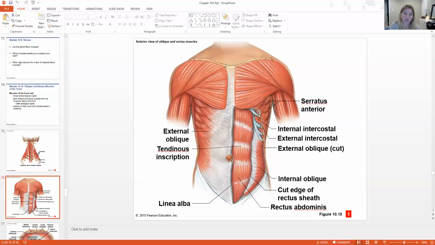You also have external and internal intercostals between the ribs, and the serratus anterior, which is called the serratus anterior because it's kind of like a serrated knife. See, it has those zigzags on it, the jagged edges, and it's on the anterior side. You also have a serratus posterior.